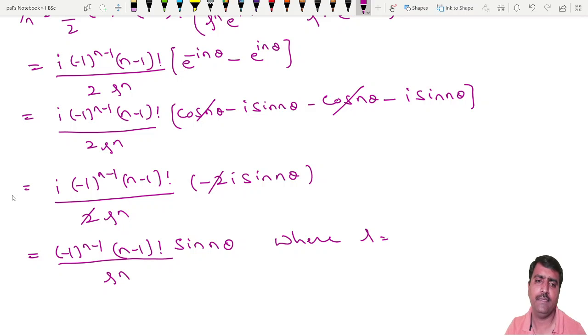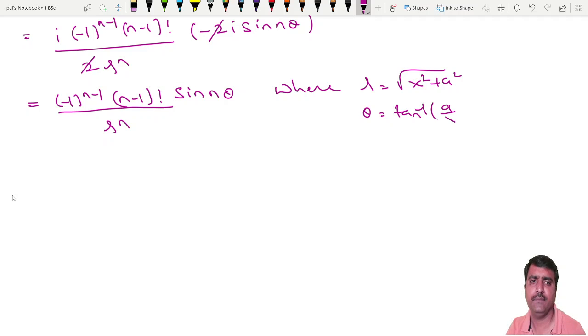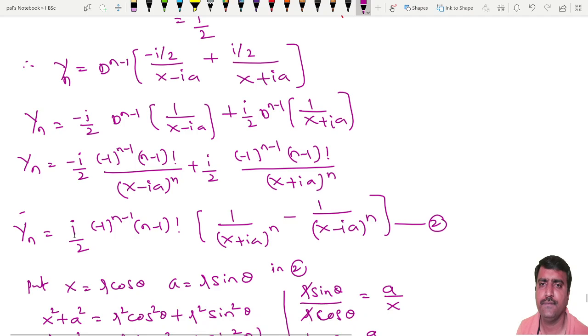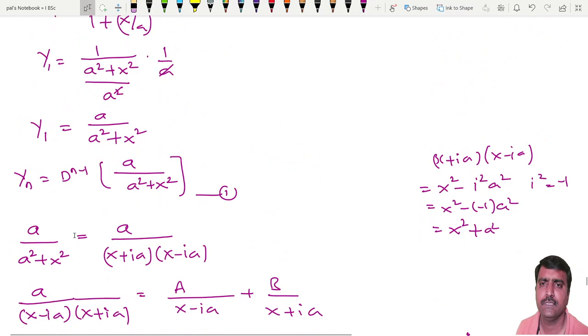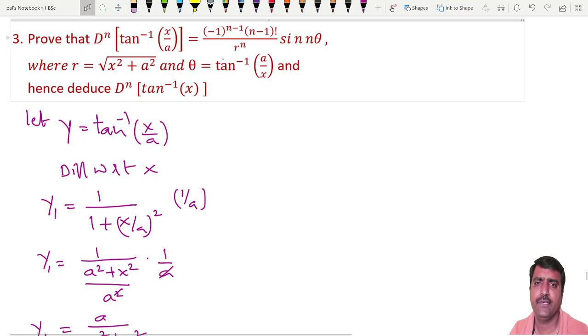where r is equal to square root of x squared plus a squared, and theta is equal to tan inverse of a by x. This is the nth differentiation of tan inverse of x by a. Yes, that same thing is given here: (-1)^(n-1) (n-1)! by r to the power of n into sin nθ.